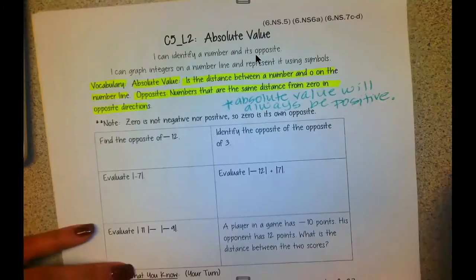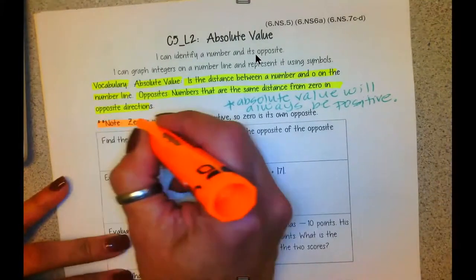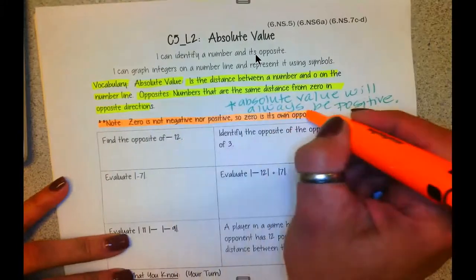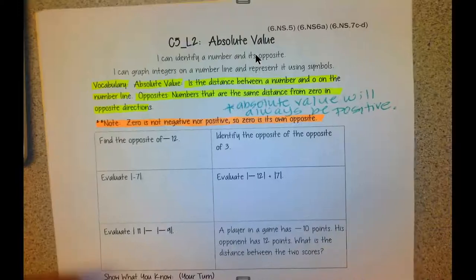All right, second thing that I want you to be aware of, and I want you to remember, is that 0 is not a negative number, nor is it a positive number. Okay, 0 is its own opposite. So if it asks you what is the opposite of 0, you're going to say 0. What's the absolute value of 0? 0. All right.